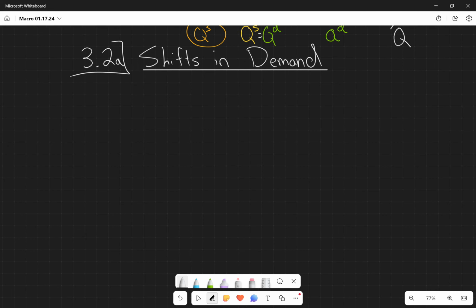So now that we have defined supply, defined demand, and the purpose of having them, this equilibrium, now we're going to talk about what are the things that cause either one of these curves to shift. And specifically, we're going to talk about demand in this section.